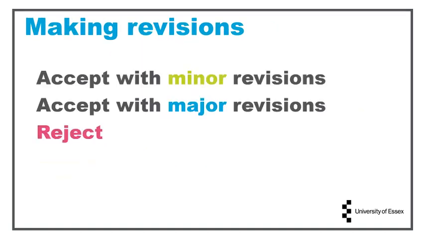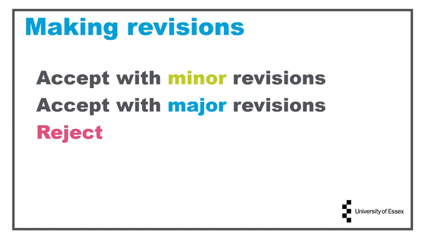When you, as the author, receive your paper back from the peer review stage, there are 3 decisions that can have been made. The first is accept with minor revisions, where small tweaks and changes will be needed. The second is accept with major revisions, where larger changes will be needed. This could include rewriting some paragraphs or adding in some new content.